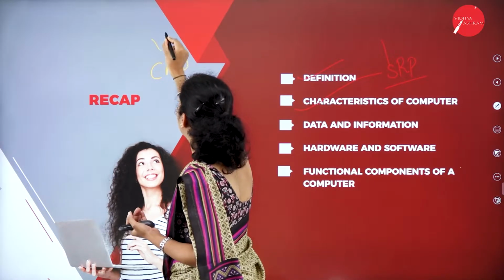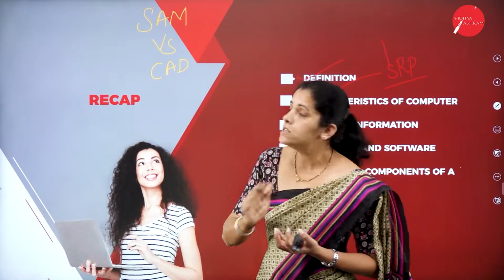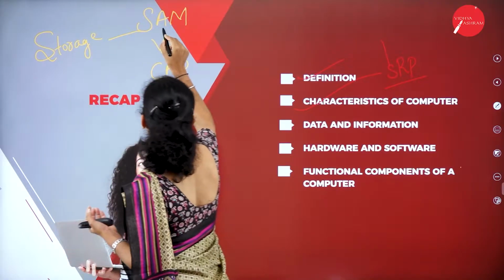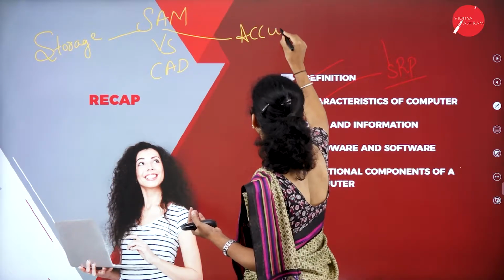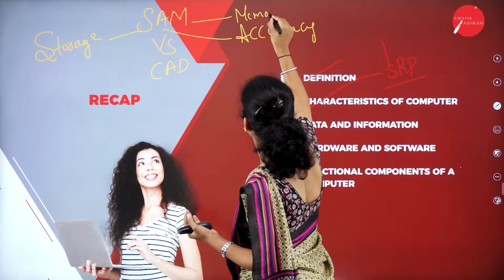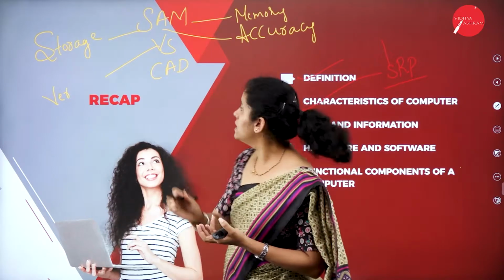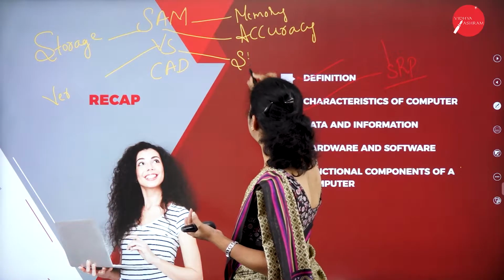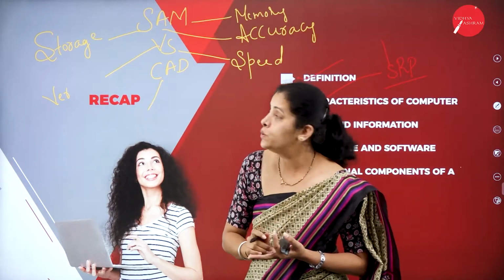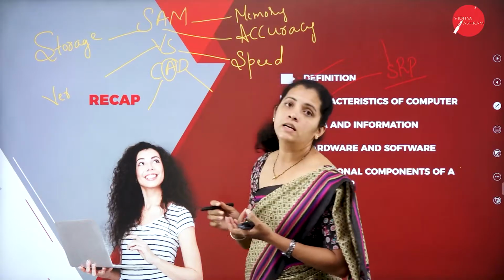CAD versus SAM. So here S stands for storage, then A stands for accuracy, then M stands for memory, here V stands for versatile, then S stands for speed, C stands for cost effective and A stands for automatic, then D stands for diligence.